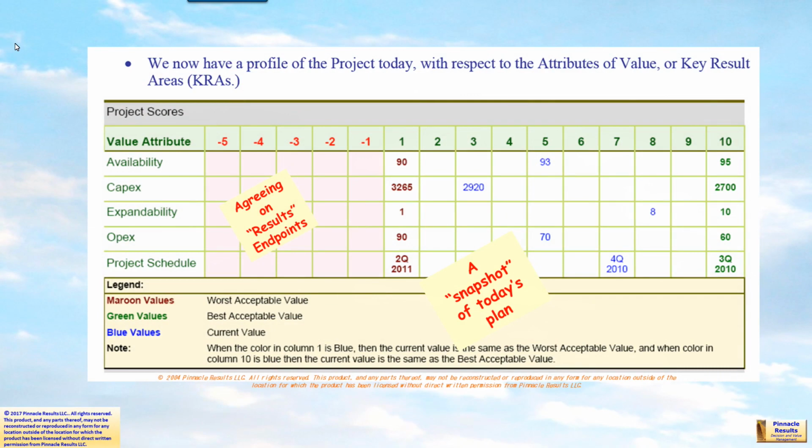Before we get into selection of value improving practices, it's pivotal that we have an understanding of the project and business priorities specifically at the point of selection of the value improving practices. Here's an example where we're looking at availability, CapEx, expandability and OpEx, and looking at how those are going to stack up with our focus for value improving practices.